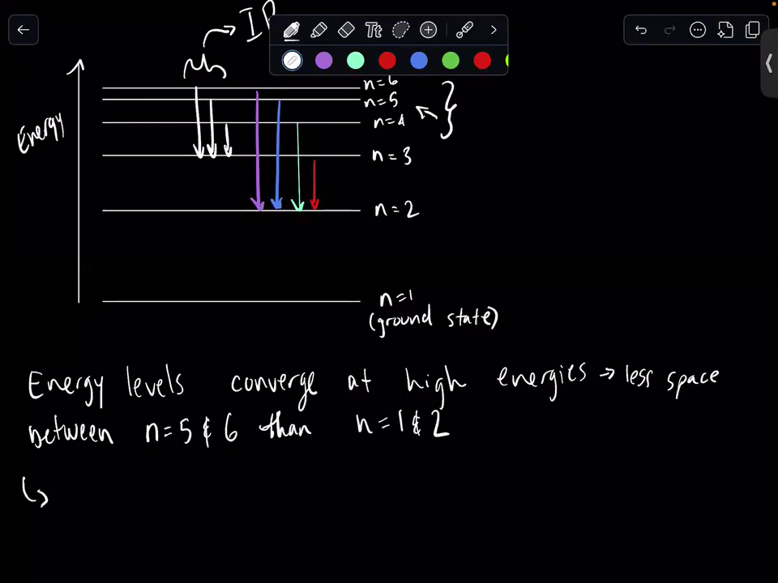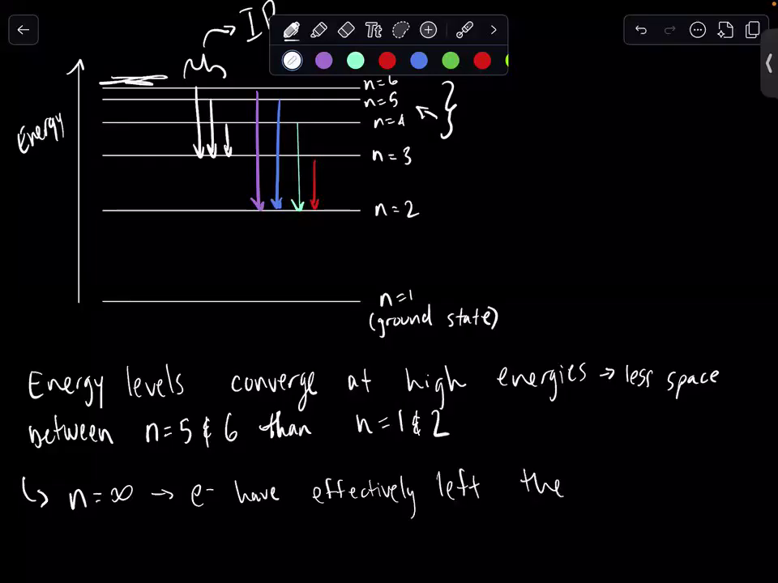And we actually have an energy level called n equals infinity. And this is basically the point where they all converge up here, just past 6. And at n equals infinity, we basically say electrons have effectively left the atom. So if it goes past n equals infinity, the electron is gone.